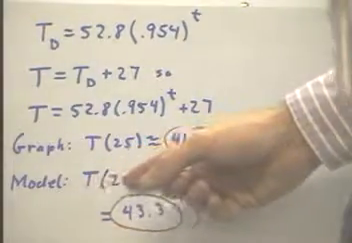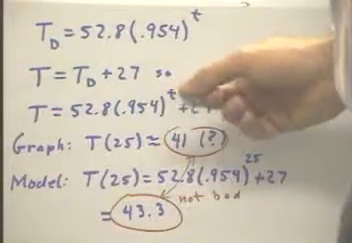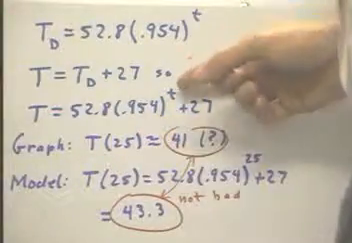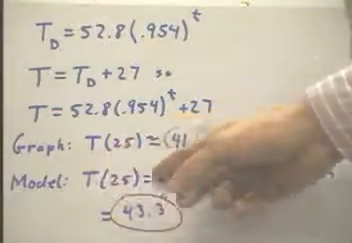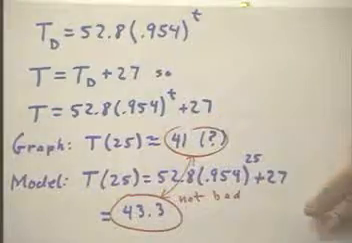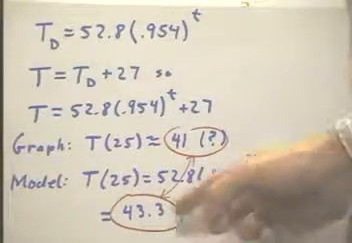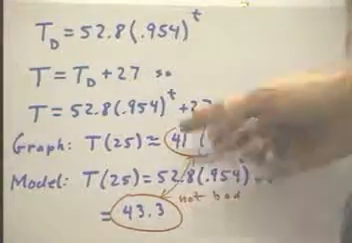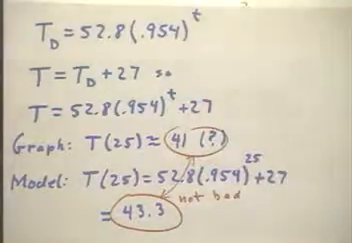Okay, well, we evaluate big T at 25 by plugging 25 in for little t. And we obtain what you see here, which you can easily calculate, gives you 43.3, which is not a bad comparison with 41, even better with the 42, which is what a lot of people thought it should have been.